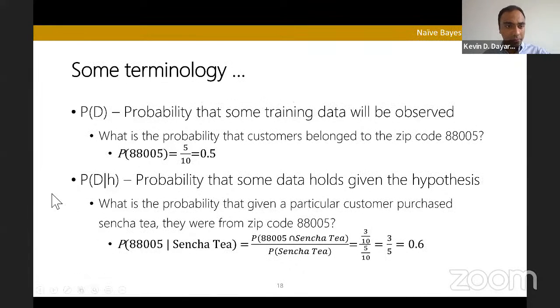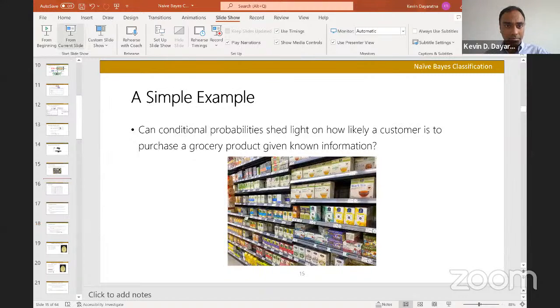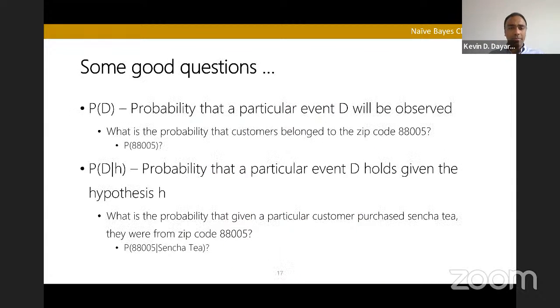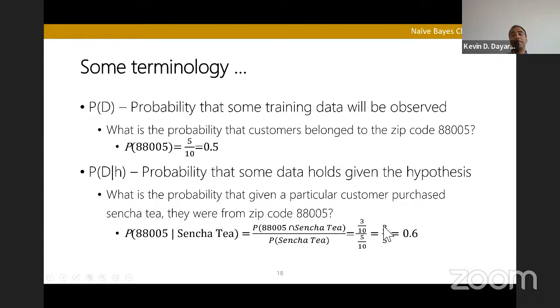So what is this probability, being in 88005 and purchasing Sencha tea? Well, we go back to the slide here. How many purchased Sencha tea and were from the zip code? We got 1 right here. This doesn't qualify. This does. And so does this. So we have customers 1, 6, and 9. So 3 out of 10. As you can see, the probability is 3 out of 10 divided by 5 out of 10, which is 3/5 or 0.6. Does that make sense?